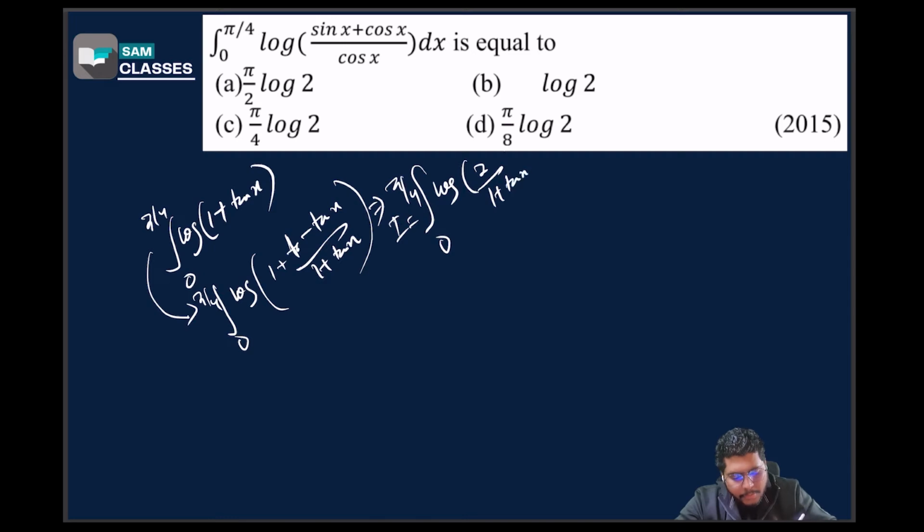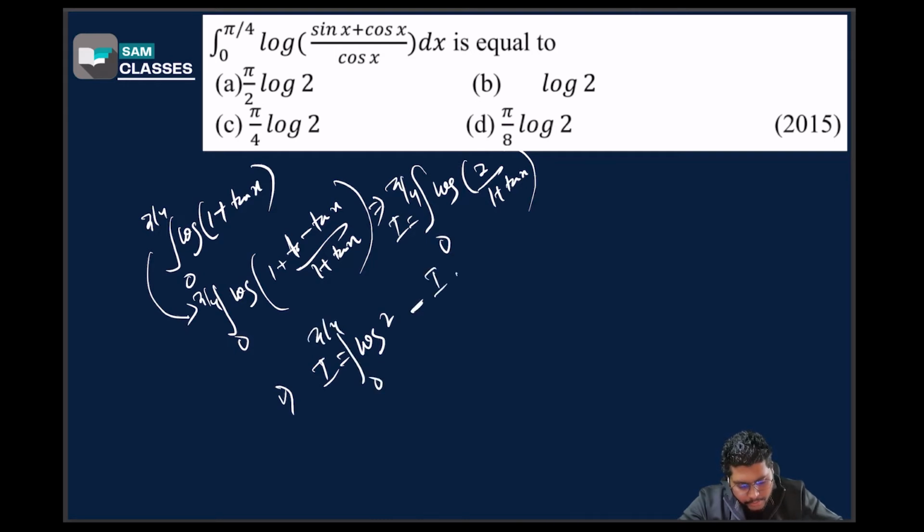That's it. So the moment I'm till here, I'll write I is equal to log 2, 0 to pi by 4, and this one will be I only. So I'll send it that side. So 2I is equal to, I'll directly integrate. So pi by 4 into log 2. Clear? So I is equal to pi by 8 log 2. Done. Clear?